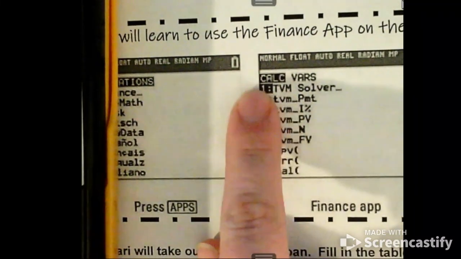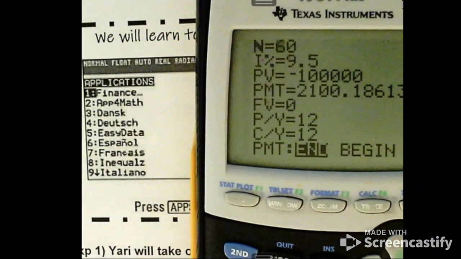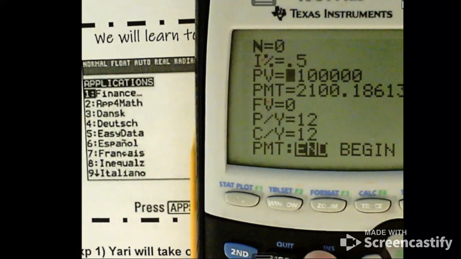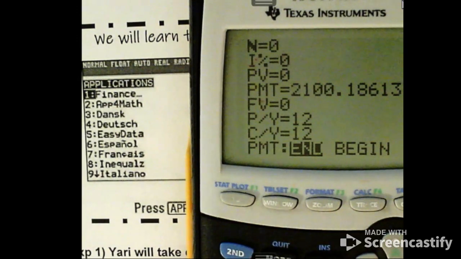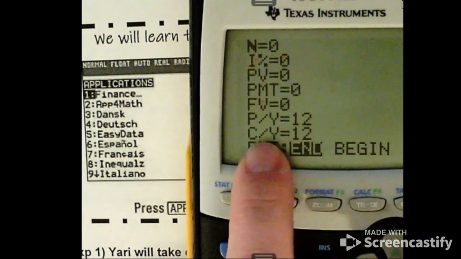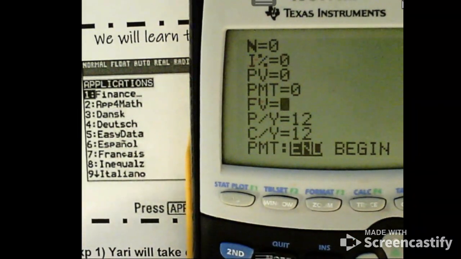If you look on your notes, it has it still highlighted that it's the TVM solver. Now, yours aren't going to have the same numbers as mine do. Yours should have 0, 0, 0, just a whole bunch of zeros essentially. At the P/Y and C/Y, it's 1, 1. You want to put 12. I'll tell you in just a minute. Right here, the P/Y and C/Y. Make sure yours says 12. Once you enter it on the first one, it'll fill in the second one for you.